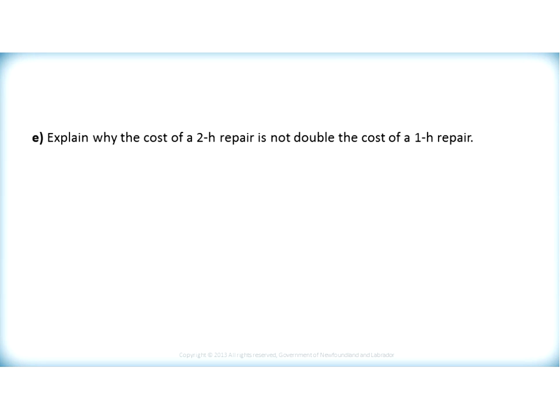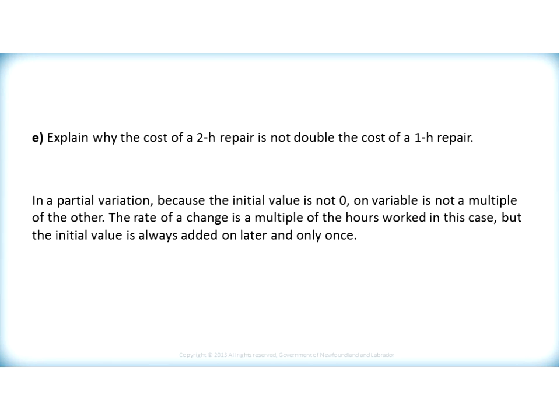So explain why the cost of a 2-hour repair is not double the cost of a 1-hour repair. If you recall from our table, a 2-hour repair would be $205. In a partial variation, because the initial value is not 0, one variable is not a multiple of the other. The rate of change is a multiple of the hours worked in this case. He earns $65 additional every hour he works. But the initial value is always added on later, and only the one time.